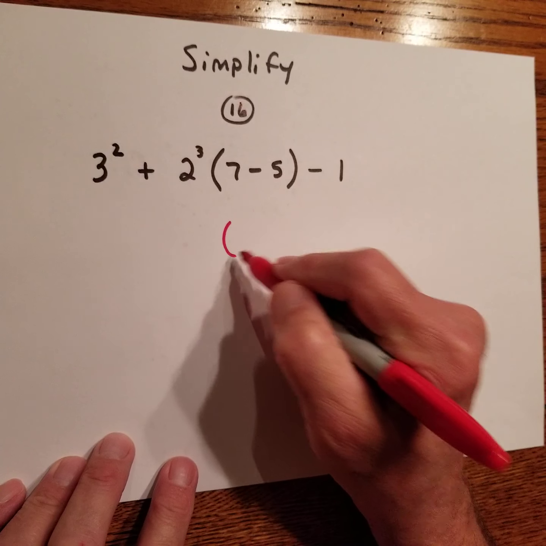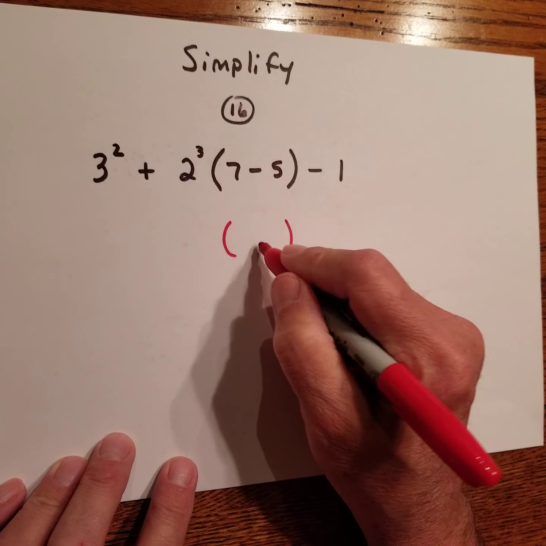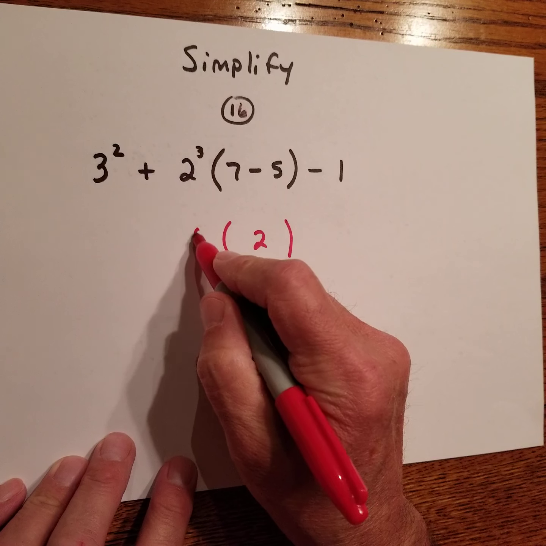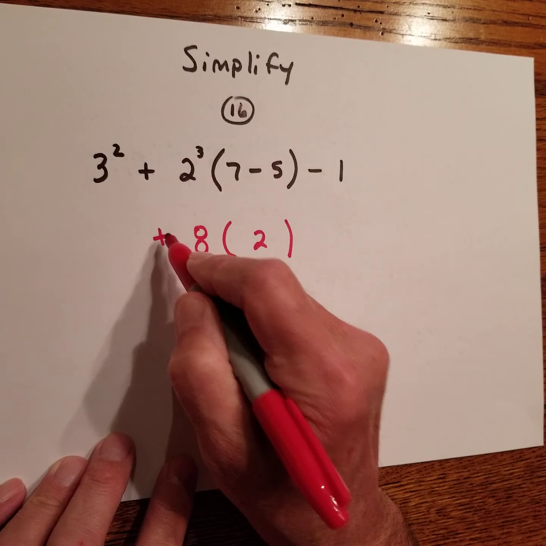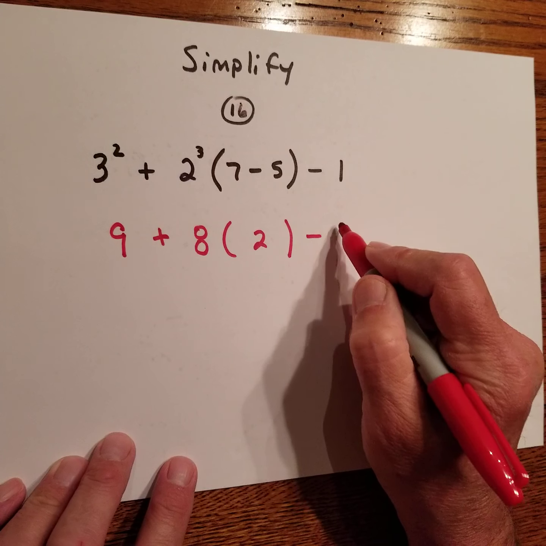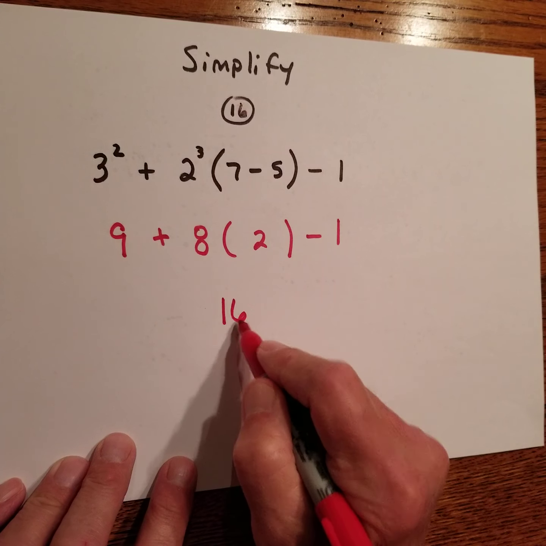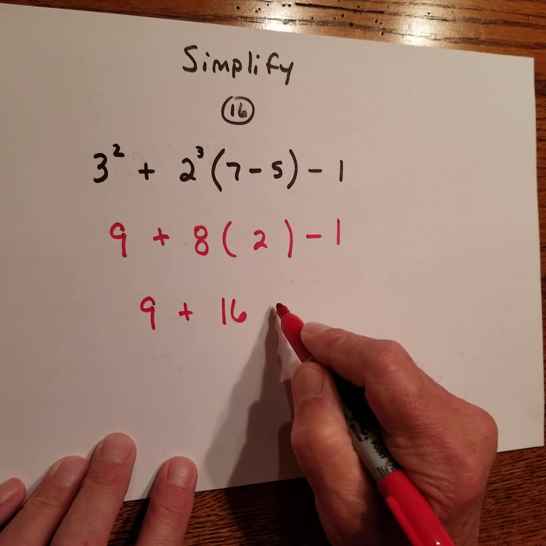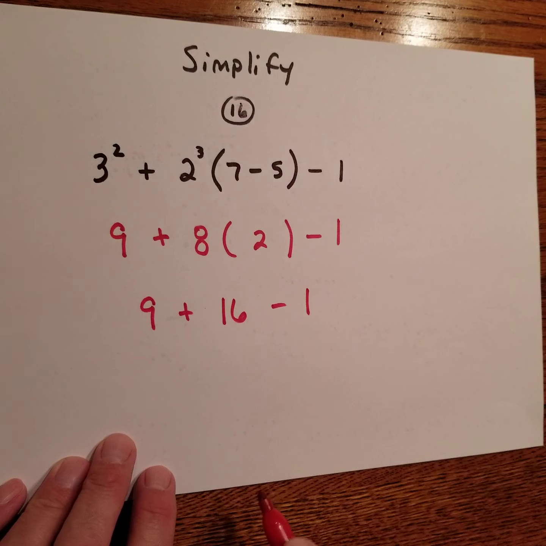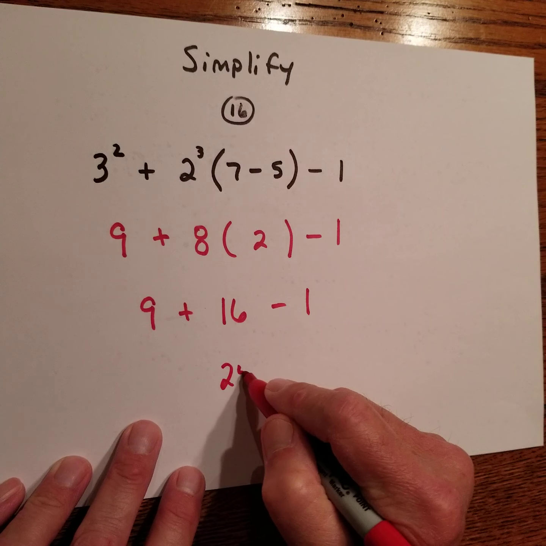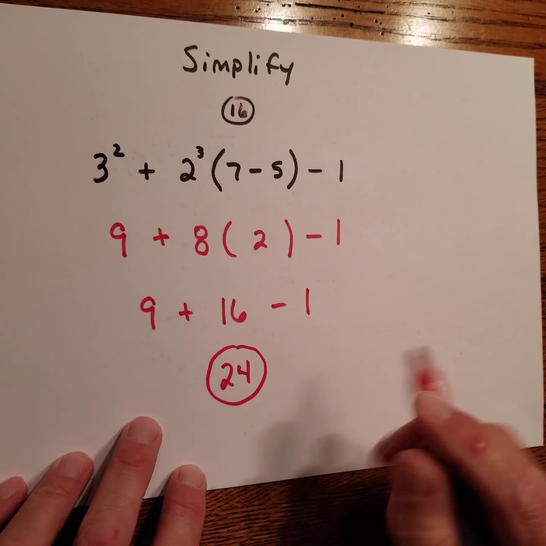Here we start in the parentheses. 7 minus 5 is 2. Then do the exponents, 2 to the third, and 3 squared. Next is multiply. Now add left to right. 9 plus 16 is 25, minus 1 is 24.